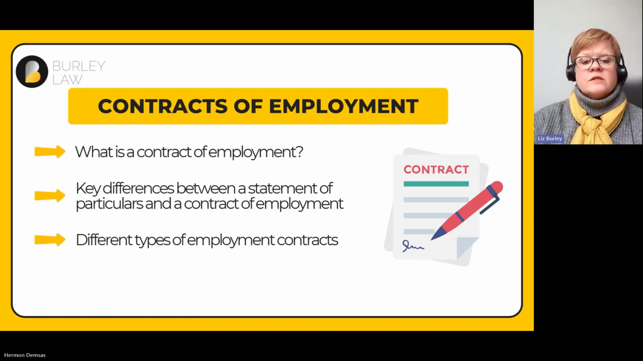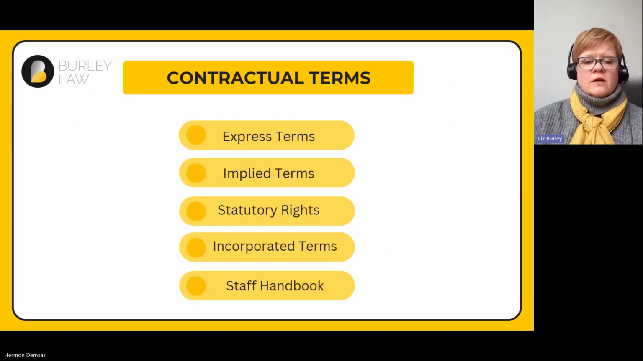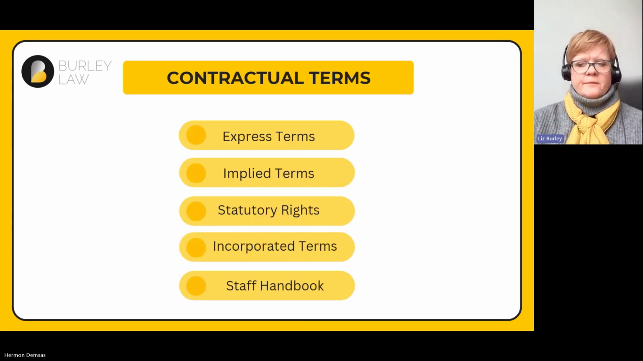That might be required from time to time, and so the employer wants the flexibility of giving an employee the opportunity to work when work is offered and only when it's offered. So I'm going to move on to think about different types of contractual terms now.